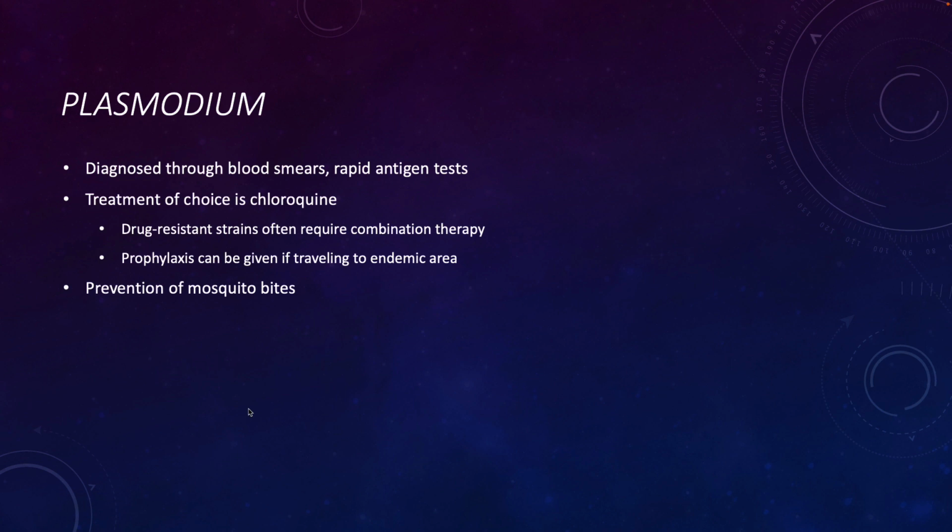Prophylaxis can be given if you are traveling to a known endemic area. You would ask your physician, tell them, I'm traveling to an area where there's malaria. Could I please have a preventative? And they will almost certainly give it to you. The best way to prevent infection, though, is to prevent yourself from being bitten by mosquitoes. So insect repellent, mosquito nets, very common in malaria endemic areas.